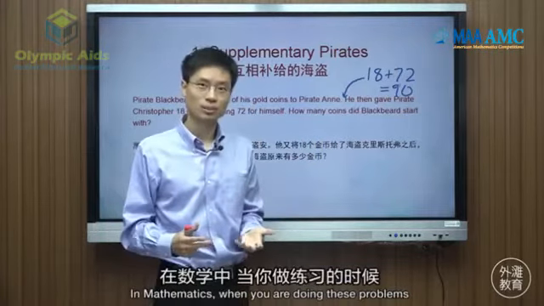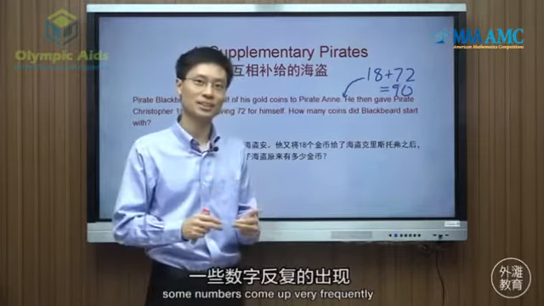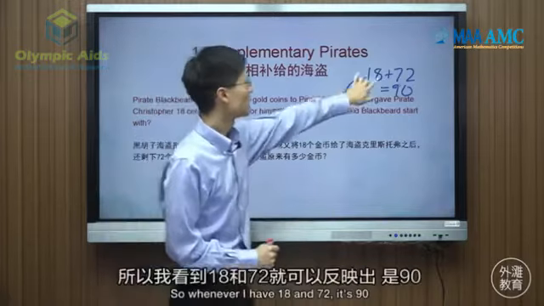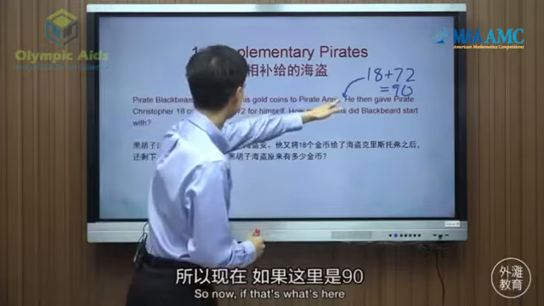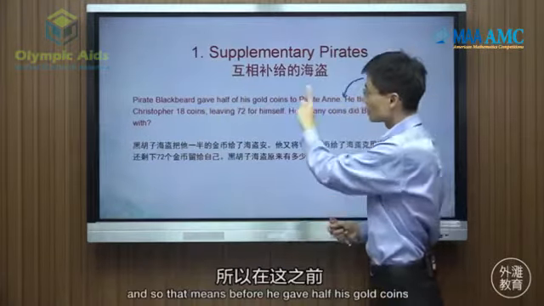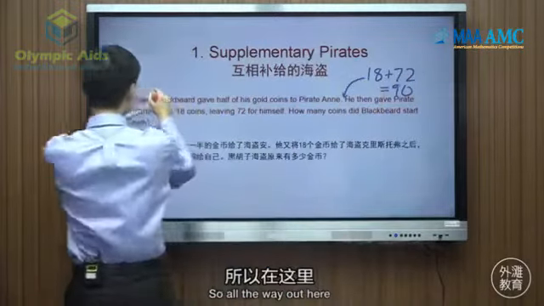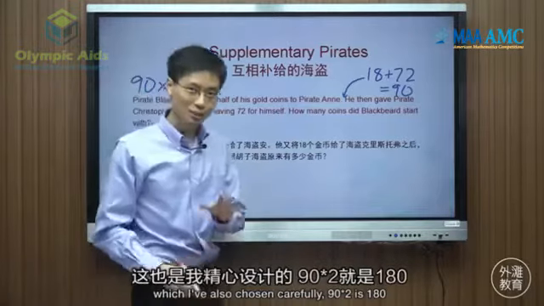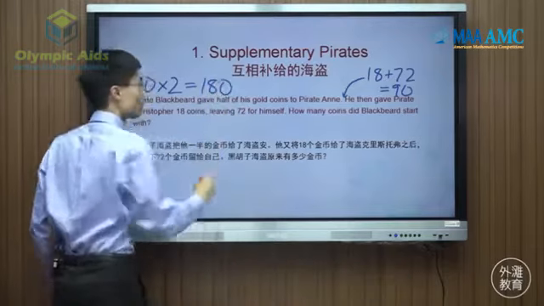In mathematics, when you're doing these problems, some numbers come up very frequently, and so it's useful to remember what they are. So whenever I have 18 and 72, it's 90. Now, that's what we have after he gave half his gold coins. So before he gave half his gold coins, I should multiply by 2. And so the answer should be 90 times 2, which I've also chosen carefully. 90 times 2 is 180.